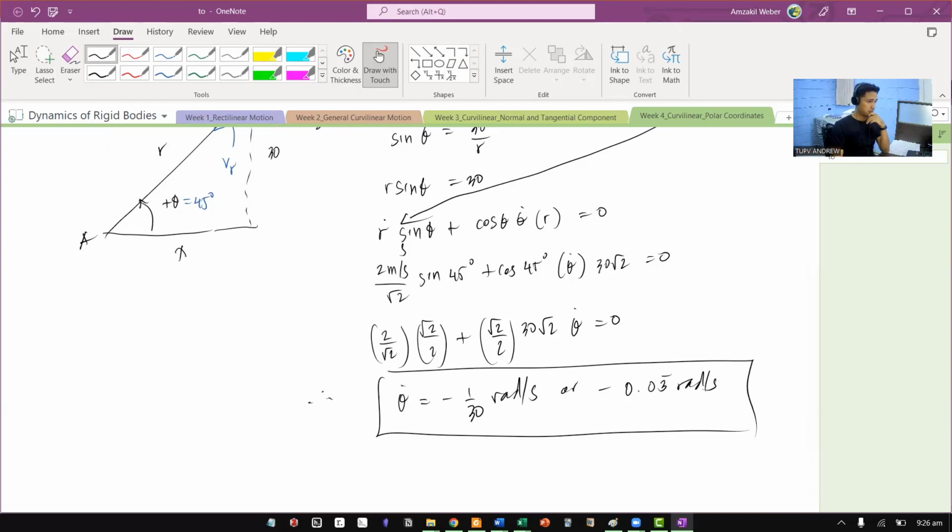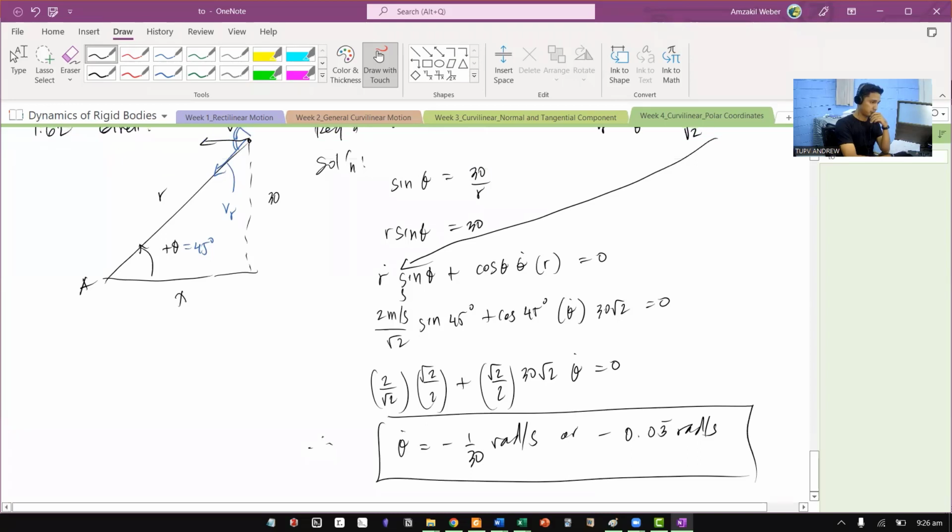Please try to check if the solution is correct. So that's the instantaneous angular velocity of the camera at that instant, meaning at the instant that the radius is 30 square root of 2, or at the instant that the angle is 45 degrees. That should be the angular speed of the camera in order to follow the athlete. Okay, so let's proceed with the third problem.